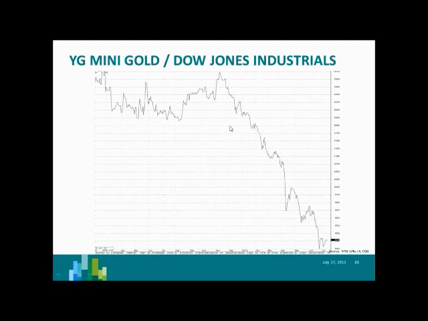Now, is this an opportunity? Is this an opportunity to perhaps buy gold and sell equities, or is this an opportunity to continue with the trend? This is the kind of thinking that might be interesting to add to your trading.